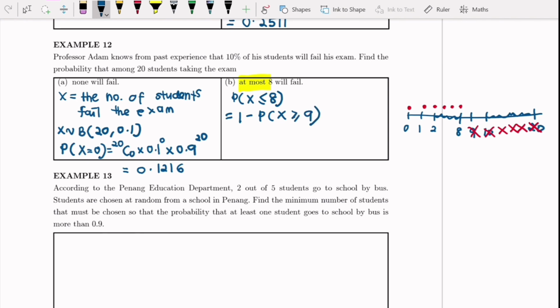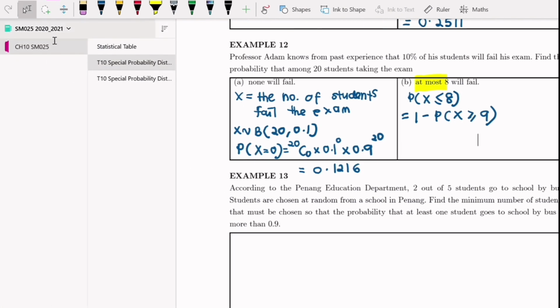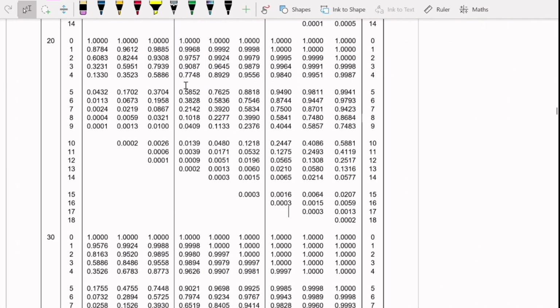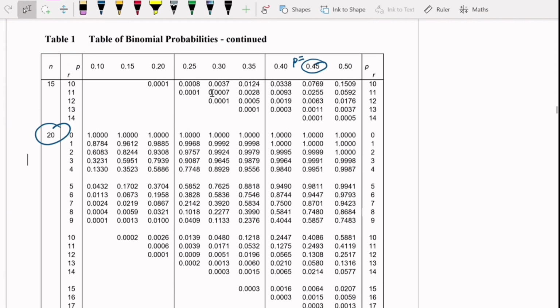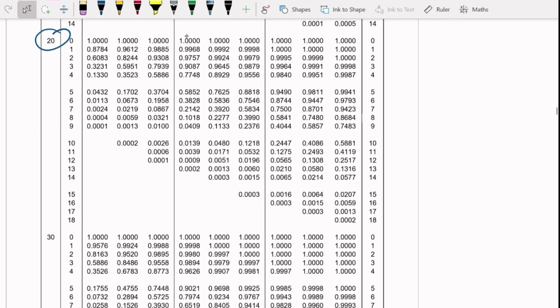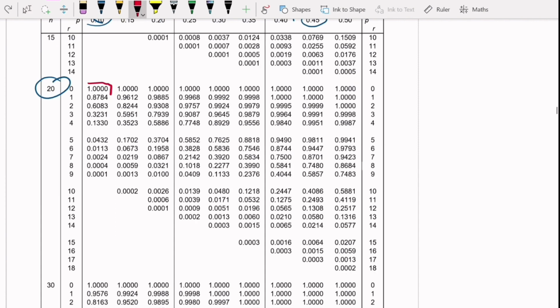Now let's look at the binomial table with n equals 20, p equals 0.1. Again, page 7, n equals 20, p equals 0.1 here. We will focus on this column. Probability x greater than or equal to 9 is here. This is 9, the value of x, and this is the probability, 0.0001.